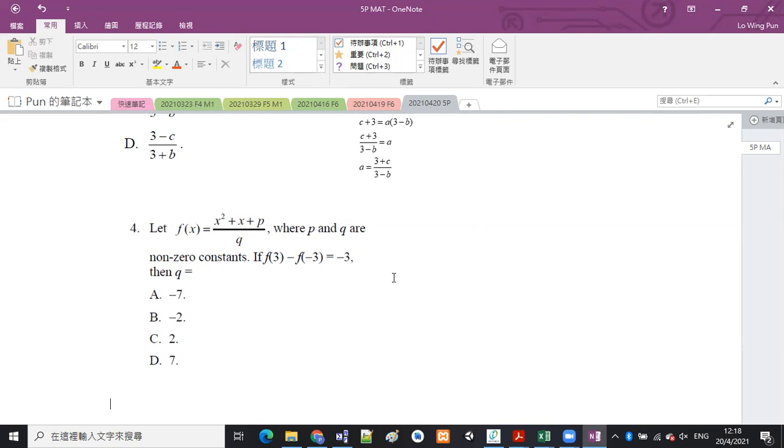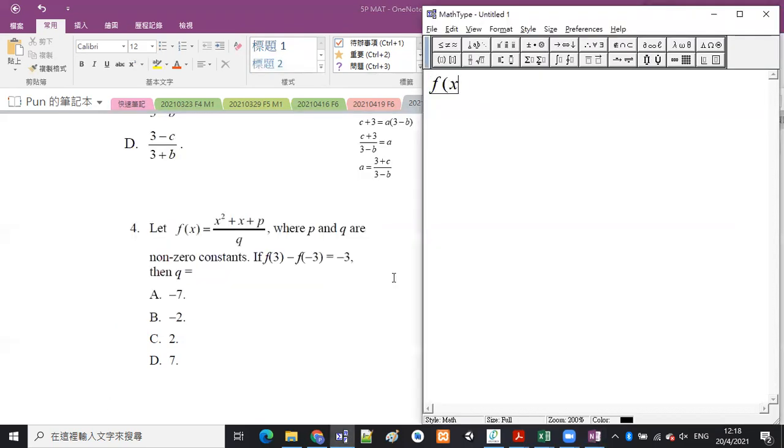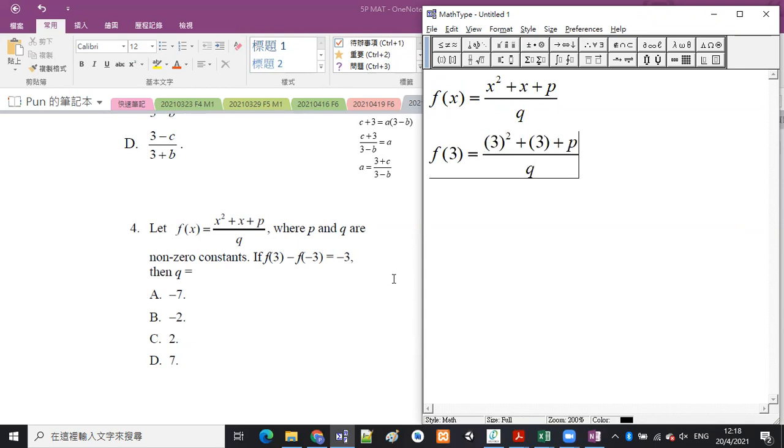Okay, f(3). Because f(x) is equal to x squared plus x plus p over q, then f(3) will be equal to 3 squared plus 3 plus p over q. Get this? And then you just simplify the numbers. It should be 9 plus 3, that should be 12 plus p over q. And this is our f(3).